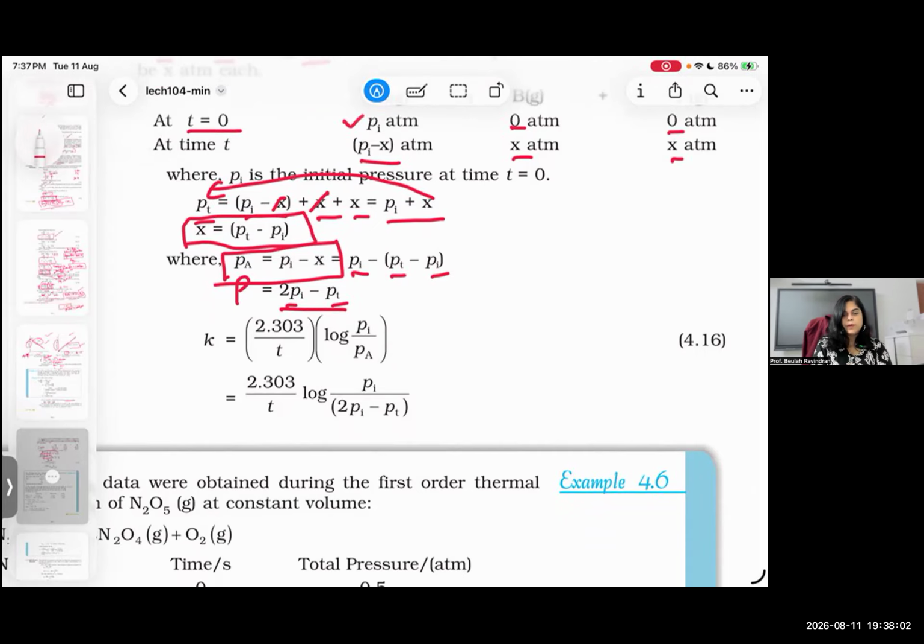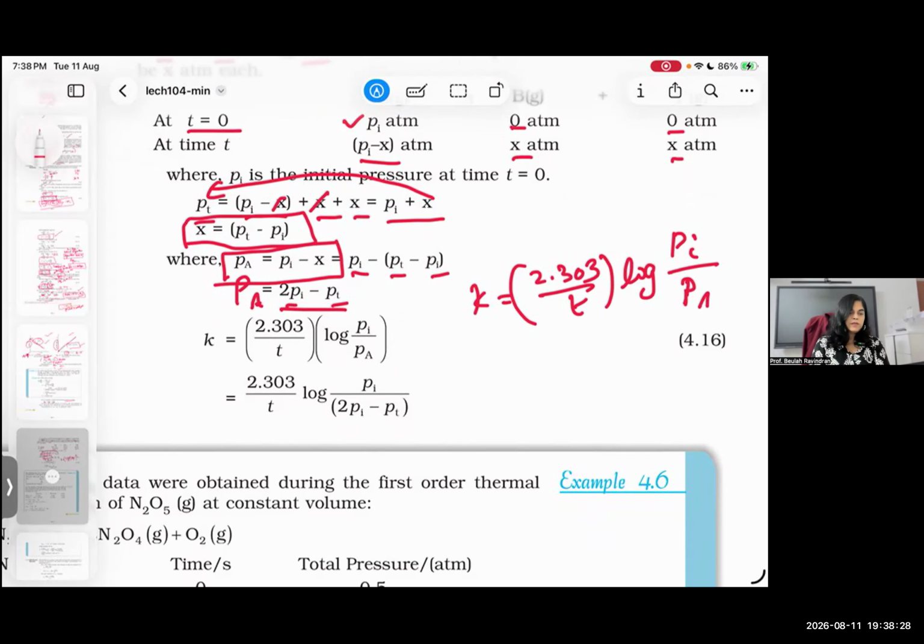So how do you write the equation? If it is a gas phase, you have to take the concentration in terms of partial pressure, which you have studied in solutions itself, right? Gaseous solutions also. So what is this? K is equal to 2.303 by T into log of initial pressure by the final pressure. Final pressure is P. You know all these things now. So this is the formula.